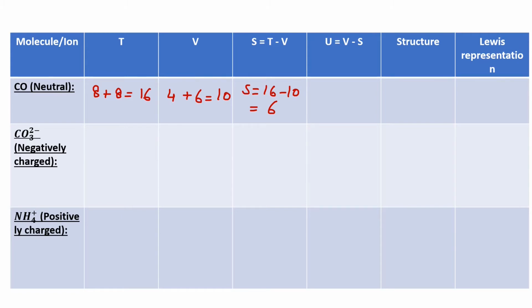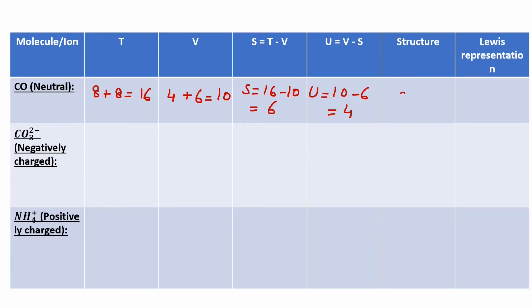Next is to calculate the capital U, which is unshared electrons. U for CO will be capital V, which is 10, minus S, which is 6. So U will be 4. So here we have the values of capital T, capital V, capital S and capital U. Now let's try to draw the structure of carbon monoxide.